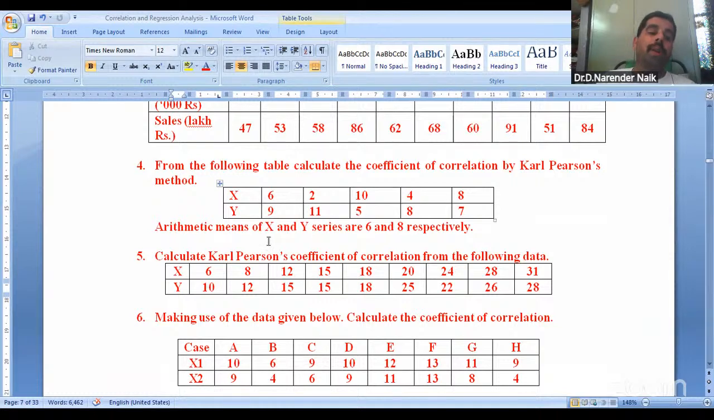Sometimes what happens, see the problem number 4. This is important. From the following table, calculate the coefficient of correlation by Karl Pearson's method. X, Y: 6, 2, 10, 4, 8, 9, 11.